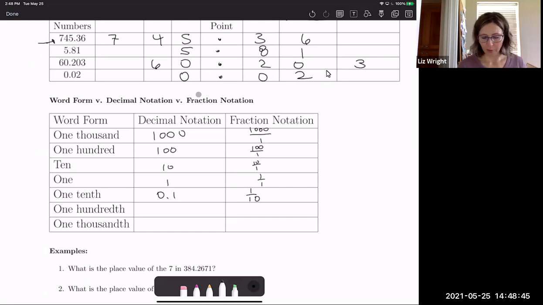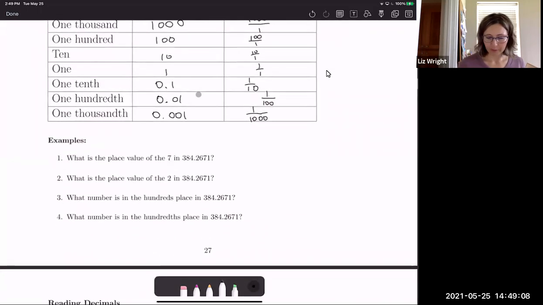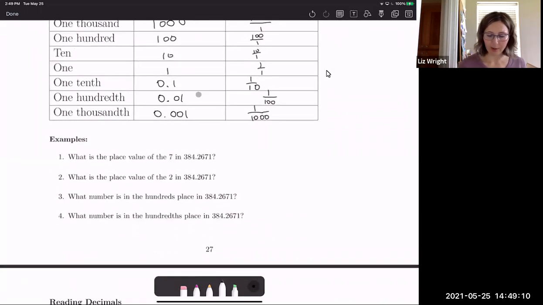And then we've got one hundredth, so it's going to be 0.01, which is 1 over 100. And then one thousandth is going to be 0.001, and it's going to be 1 over 1,000 for that. Then down here, it says, what is the place value of the 7 in 384.2671?